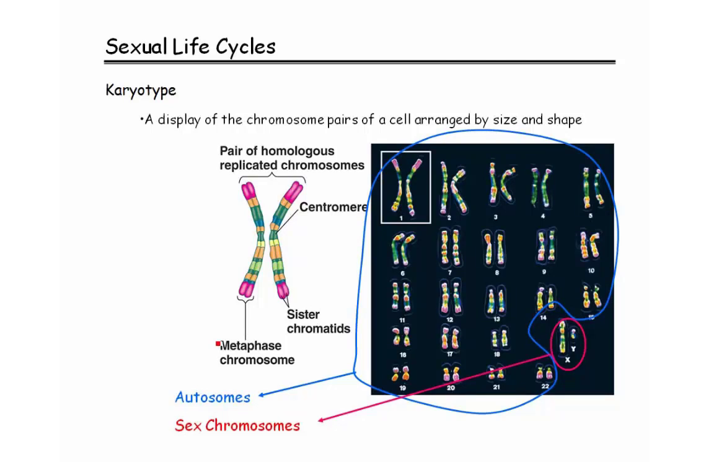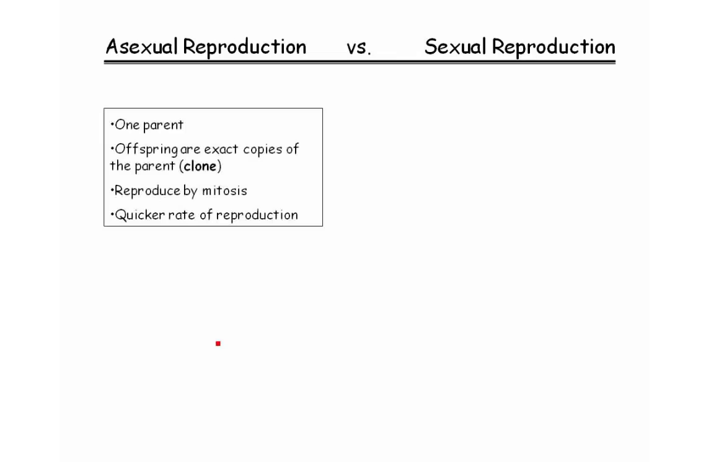We want to compare and contrast asexual reproduction with sexual reproduction. Asexual reproduction really was what we were looking at in the last chapter, in chapter 12. In asexual reproduction, you have one parent or one parent cell involved, and the offspring that you get are going to be exact copies of the parent. That's what we call a clone.